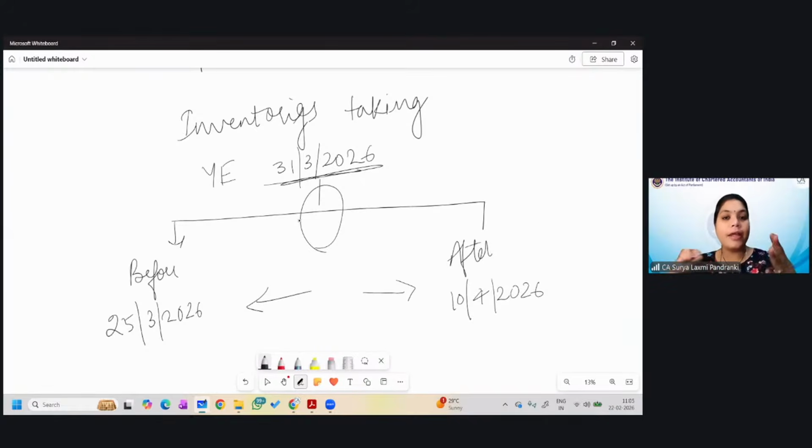Closing the entire books of accounts is also done on that day. So physical verification sometimes may not be possible on that particular year end date. So what you do, either you do it before or after, right? If you're doing it before or after, what has to be done is what we are going to learn now.